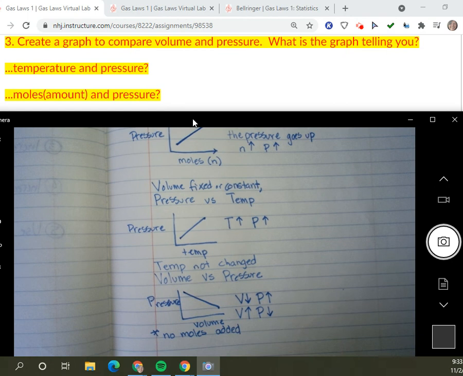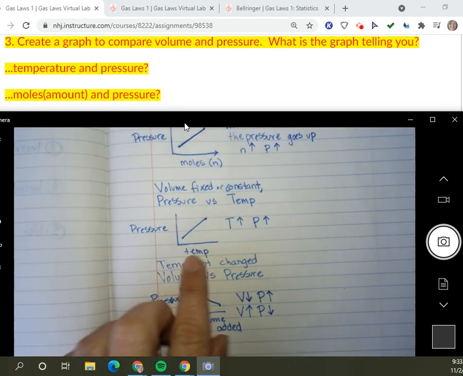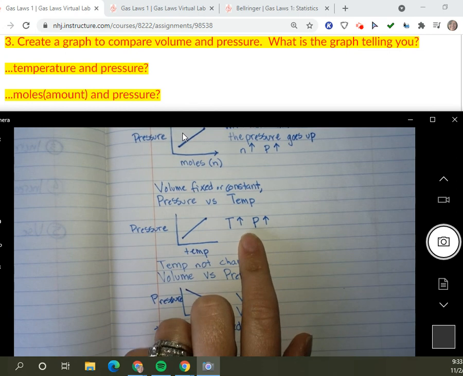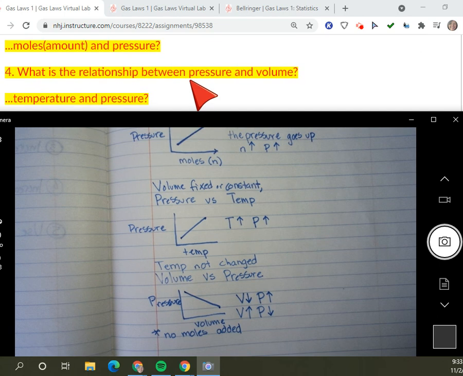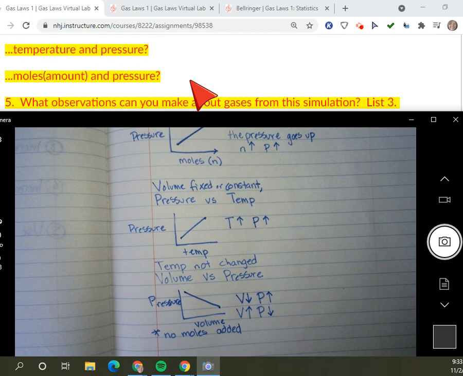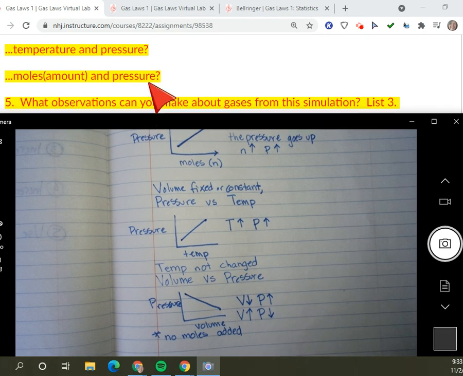Okay, so number 3 and number 4 are very, very similar questions, because what the graph tells you is the relationship. All right. And then that leaves us with number 5, which is the last question. What observations can you make about gases from the simulation? I'm expecting you to list 3 of them.